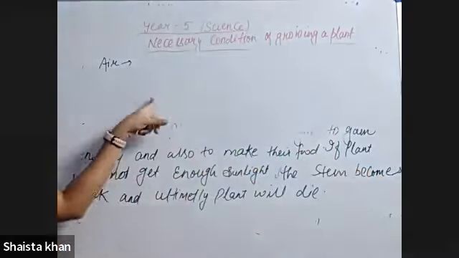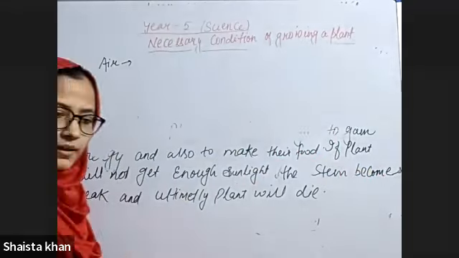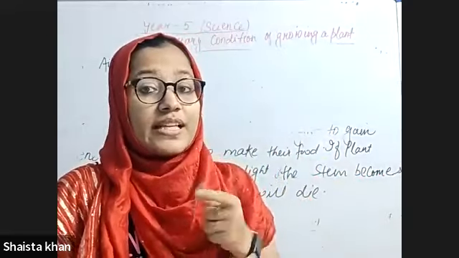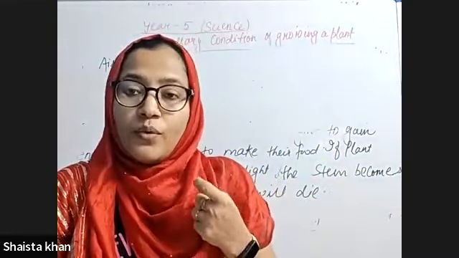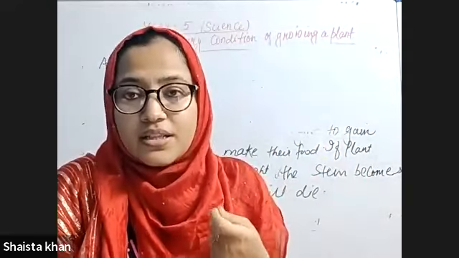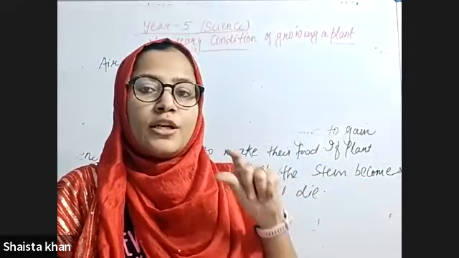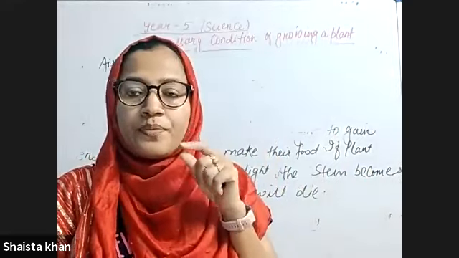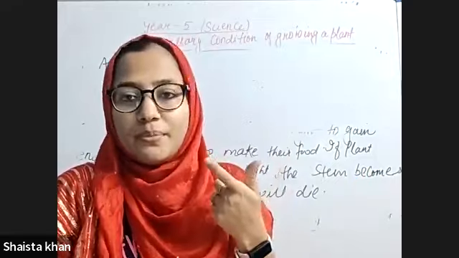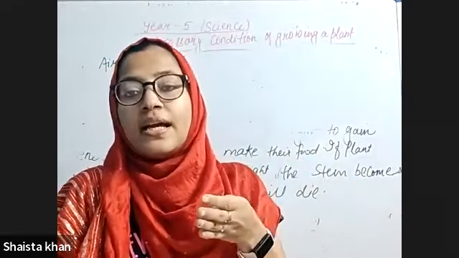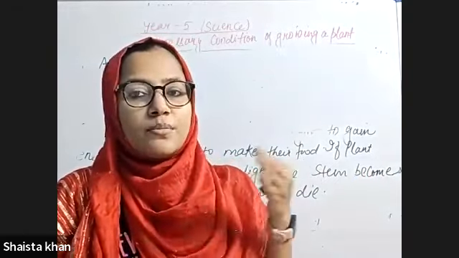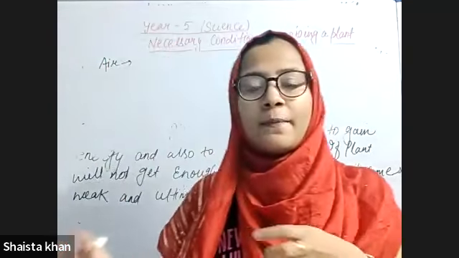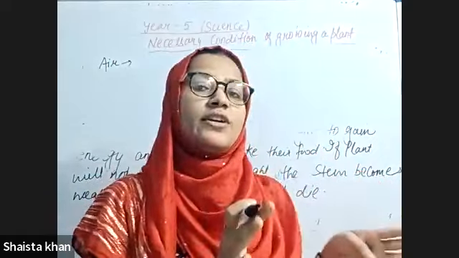So plants are living organisms. I hope you know this. Why do we consider a plant a living organism? Because to be living, it is necessary to grow regularly. So plants grow on a regular basis. That's why we consider them living organisms. And the most important thing is that plants make their own food.